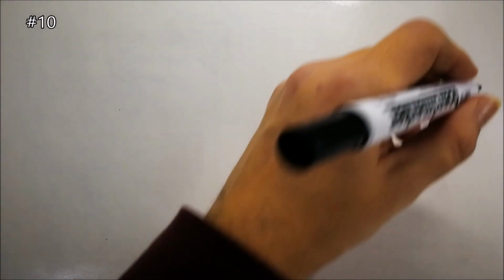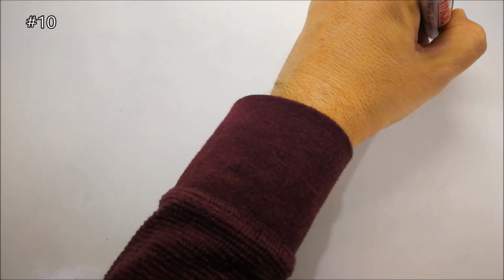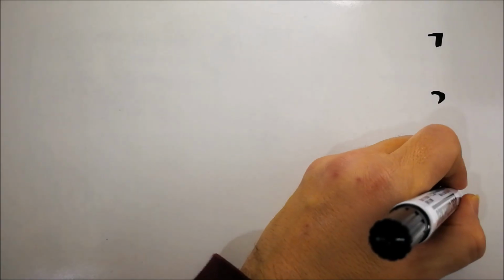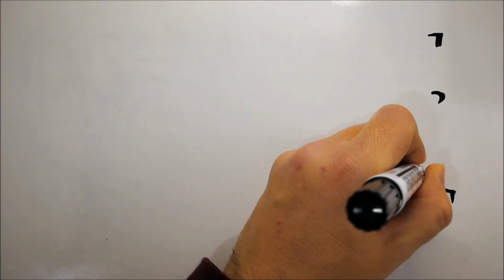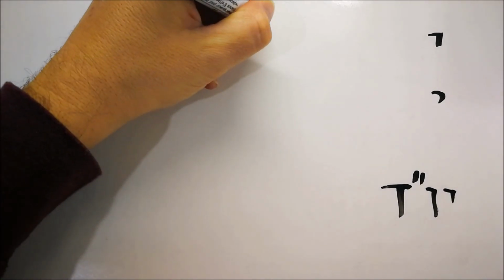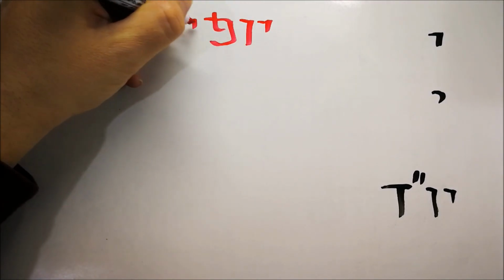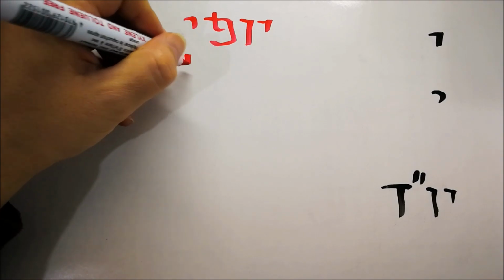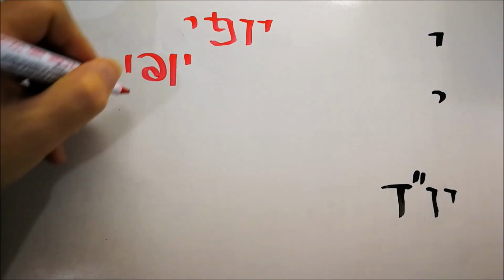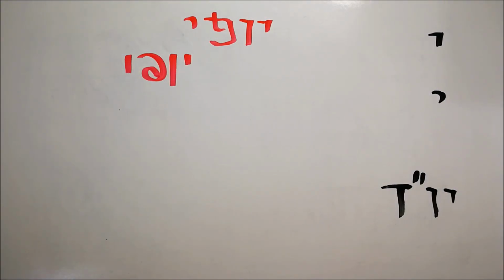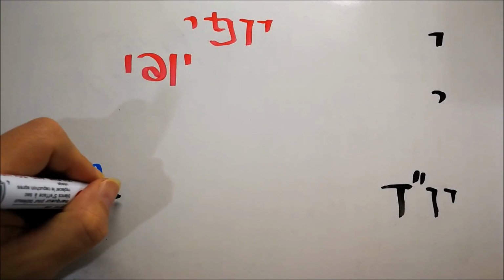The next letter is Yod. This is how you write Yod, both in print and handwriting. A word example for the letter Yod is Yofi. This is how you write Yofi in handwriting. Yofi means beauty.